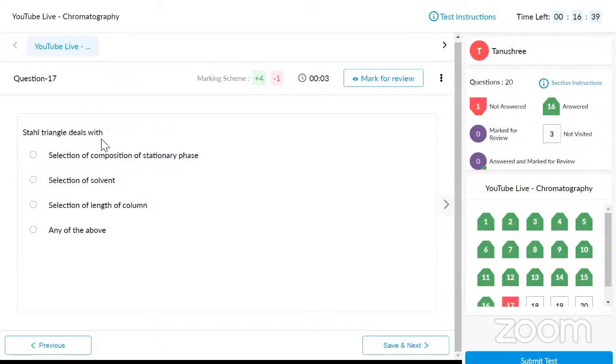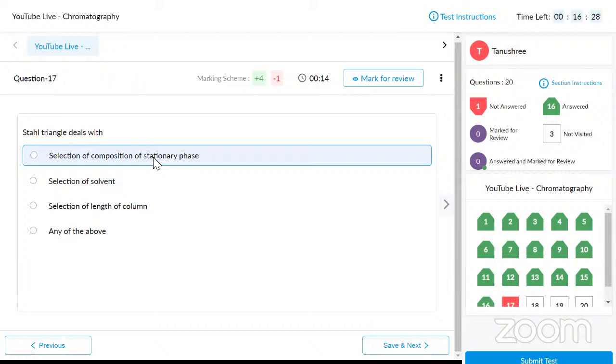Stahl's triangle deals with one of the following: selection of composition of stationary phase, selection of solvent, selection of the length of the column, or any of the above. Now, Stahl's triangle is a triangle that has been hypothesized by a scientist called Stahl. तो उसने क्या किया था, उसने एक ट्रायंगल बनाया था और उससे it was found that an active adsorbent is required together along with a non-polar solvent. So mixtures of two or more solvents of different polarity often give better separation than chemically homogeneous solvents.